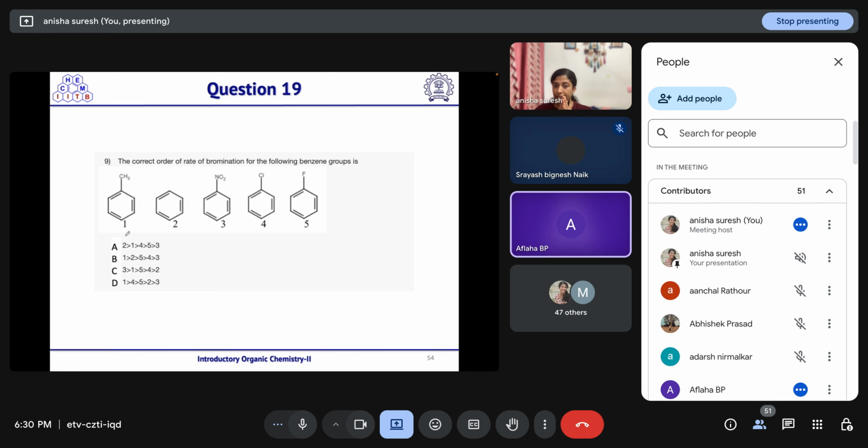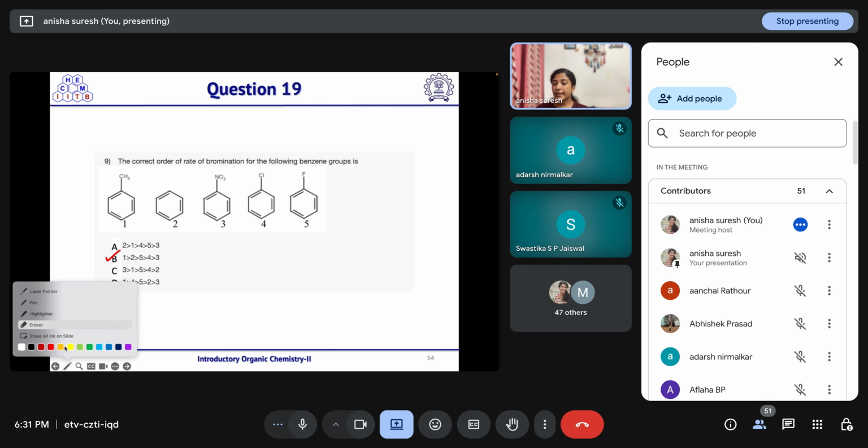D, ma'am. So here, option number B. Second option, B will be the right answer. So in this case, in toluene, a CH3 group is present. It is an electron donating group by inductive effect. Because of that, the benzene ring will be electron rich, and hence it will have a greater order of bromination, or faster rate of bromination.